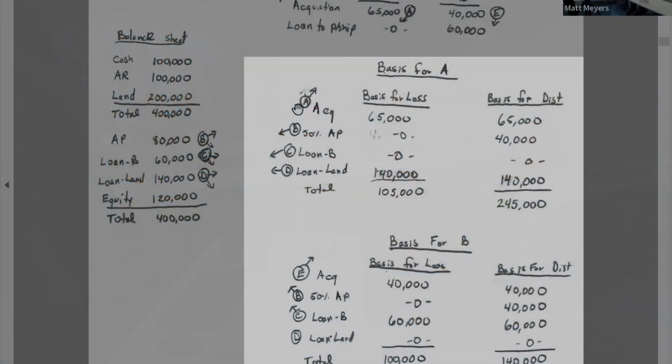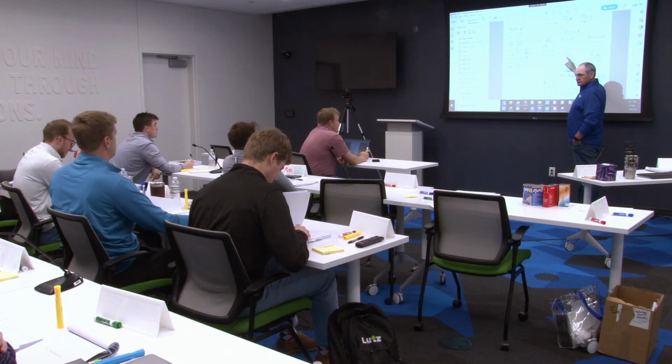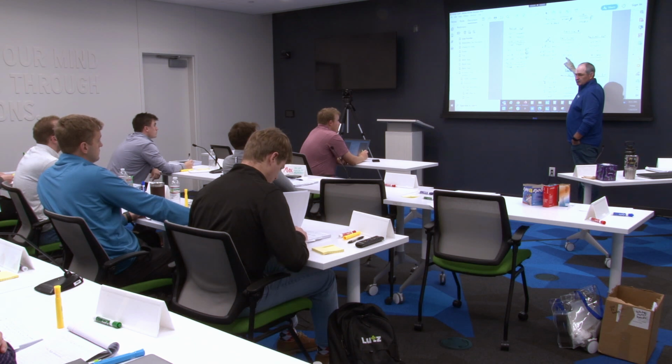Okay, so we start with A and B with acquisition cost, correct? And then we have that page on page 4 to say the AP gets split equally. And then we say, well, there's a loan from B. Who gets that debt? B does. Okay, so on the AP basis for loss, 0 base distribution 40. Loan from B, A gets 0 because B's the lender. And so this is also recourse, Chris, but this is already taken.